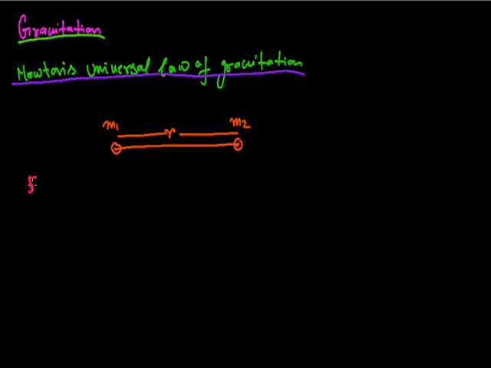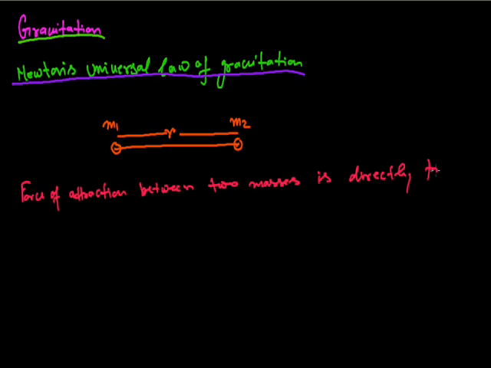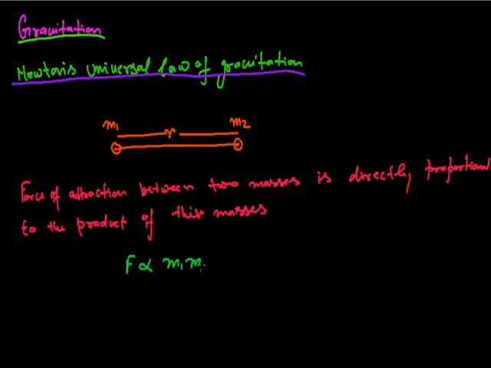Then the force of attraction between these two masses, according to Newton's law, the force of attraction between two masses is directly proportional to the product of their masses. We can write F, force of attraction, is directly proportional to the product of masses, it means m1 and m2.